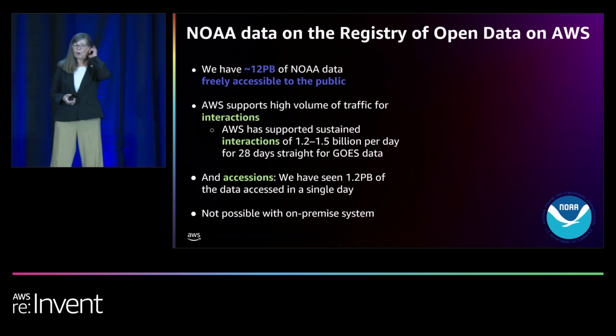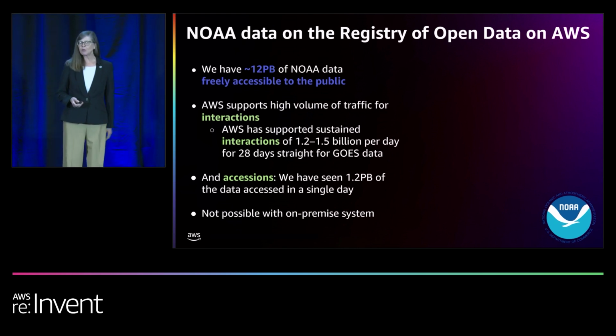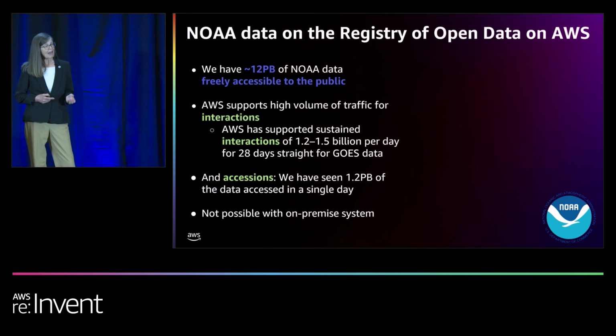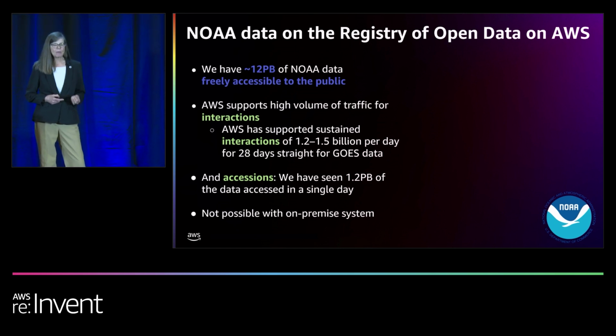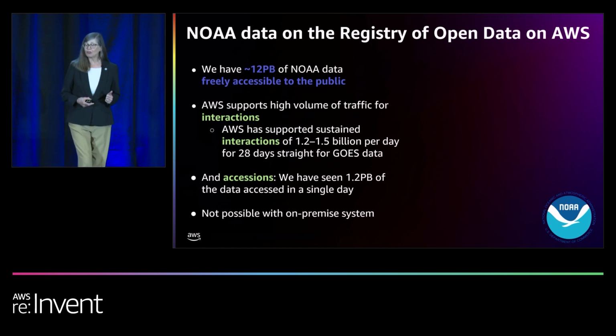NOD has about 12 petabytes of NOAA data on AWS RODA, which provides the public with free access to the data and free egress. AWS supports a higher volume of traffic than NOAA can on its on-premise systems because industry's expertise with the infrastructure as a service platform cannot be replicated via governmental funding. Instead, NOAA leverages this capability for users.